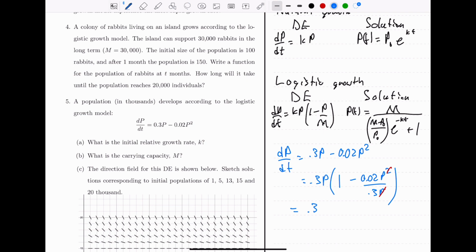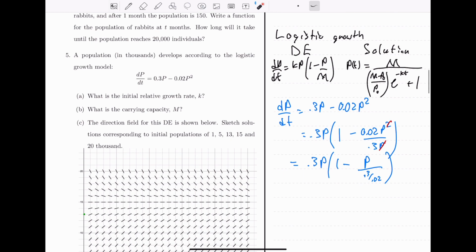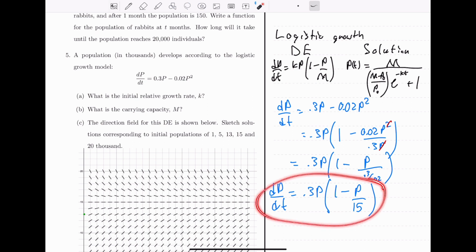We have the 0.3p times 1 minus p divided by 0.3 divided by 0.02. Now this is the value for M, and this value for M turns out to be equal to 15. We can throw that in a calculator, 0.3 divided by 0.02, and that equals 15. So now we can write the logistic differential equation in the form that looks more familiar. 0.3p times 1 minus p divided by 15. This is dP/dt. So we've just rewritten the differential equation that we were originally given. So now it will match the standard form for the logistic growth model.